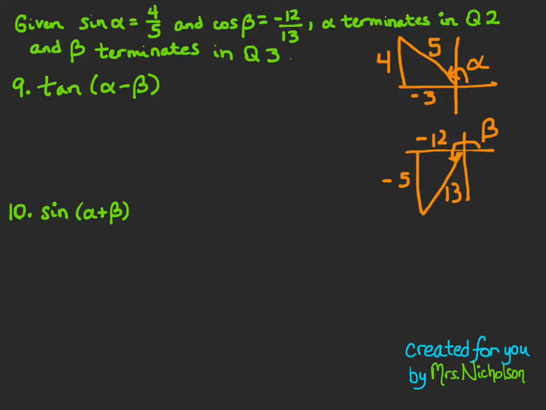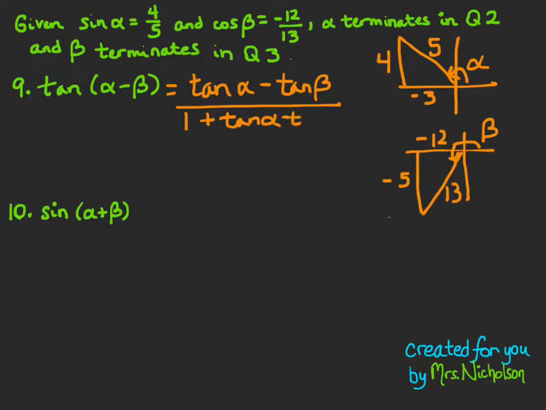So now let's see. We're being asked to find tangent of alpha minus beta. So I need to find that difference identity for tangent. I'm just going to write the identity first. Tangent of alpha minus tangent of beta over 1 plus tangent alpha times tangent beta.